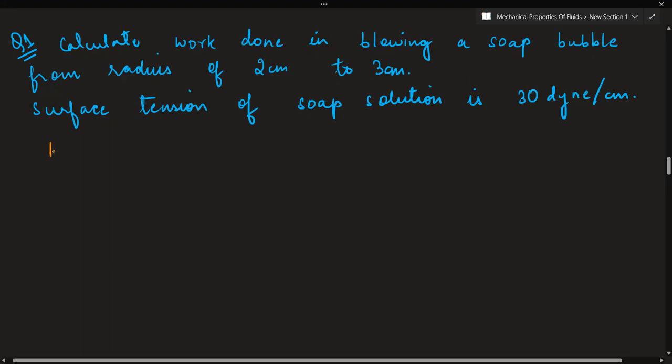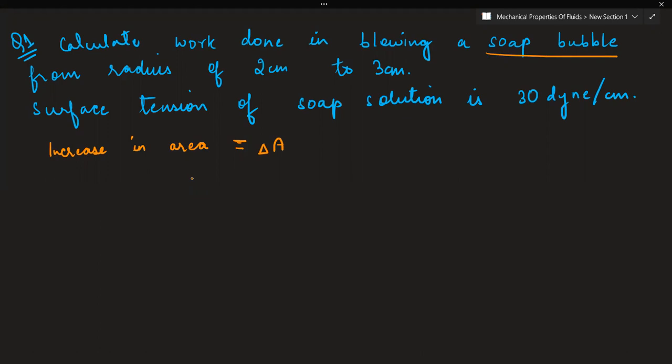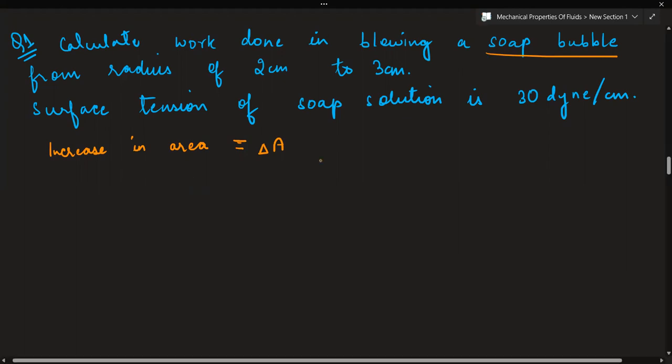See, first let us calculate the increase in area. Increase in area means the change in area, final area minus the initial area. A soap bubble is given to us. What should be the surface area formula? Which formula did you use for the calculation of the surface area? F by L. What is the force? What is the length?